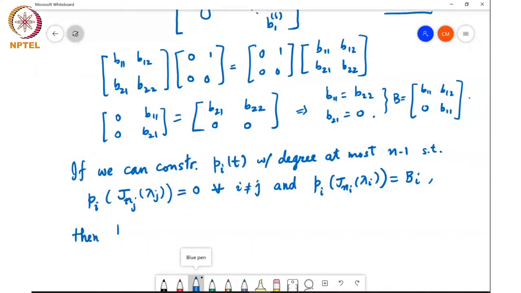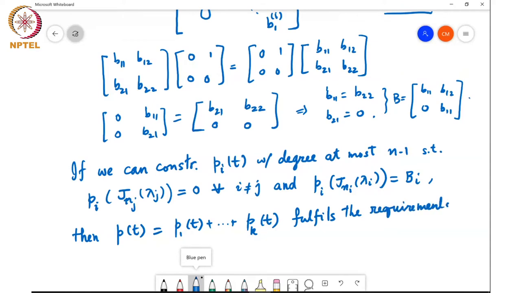Then P of t, which I will define as P1 of t plus etc. plus Pk of t, where k is the number of distinct eigenvalues of this matrix A. So if I consider P1 of t through Pk of t, will fulfill the requirements of the theorem. What do I mean by that?